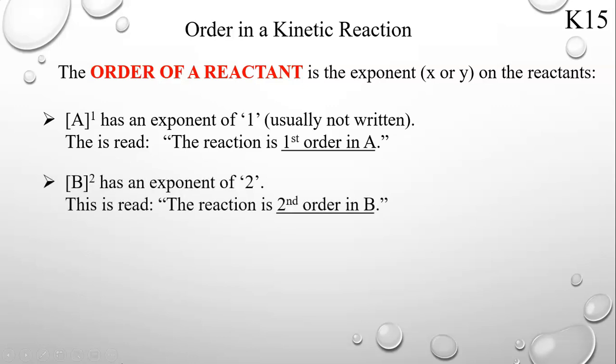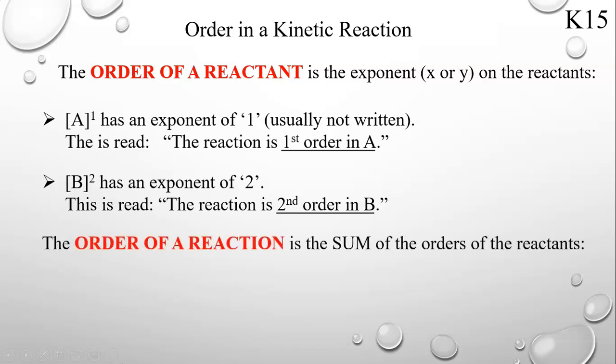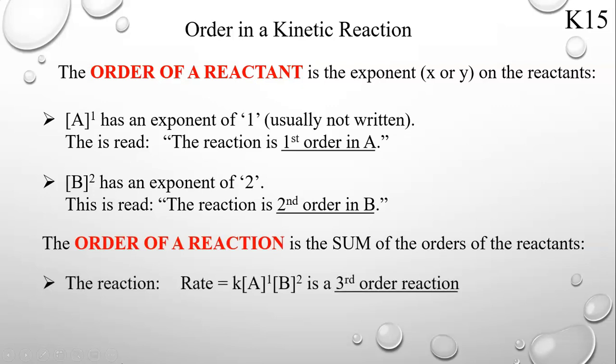If B squared has an exponent of 2, I'm just making up some examples here, this is read, the reaction is second order in B. The order of the overall reaction is the sum of the orders of the reactants. So the rate equals K, A raised to the first power, B to the second. So you add the exponents: 2 plus 1 equals 3. So the rate is a third order reaction. And that gets significant later on as we talk a little bit more about this.